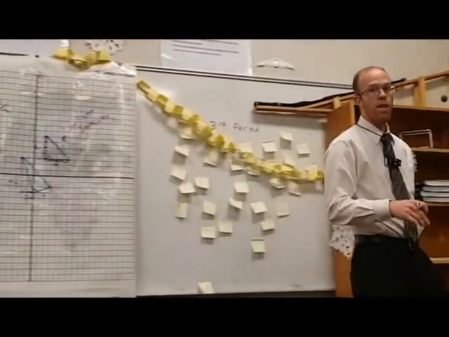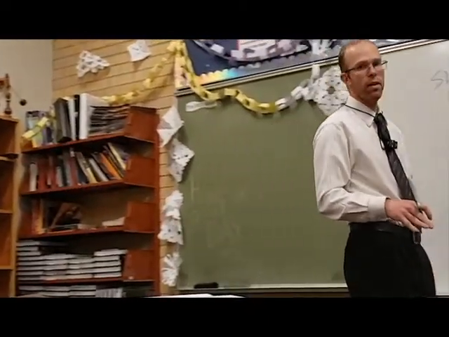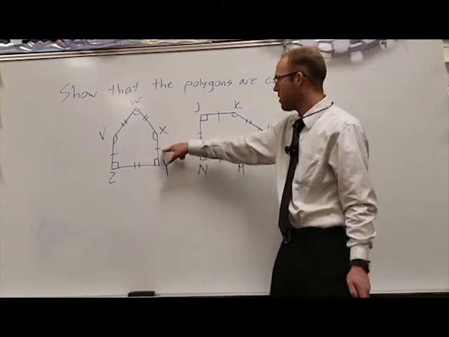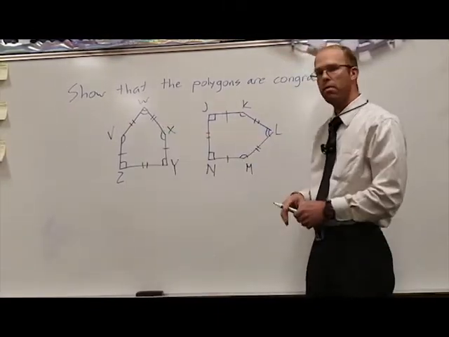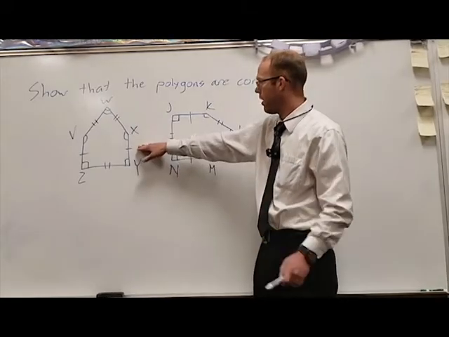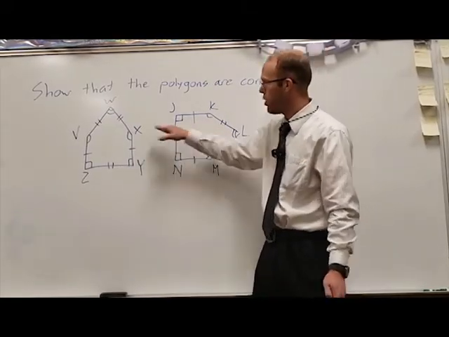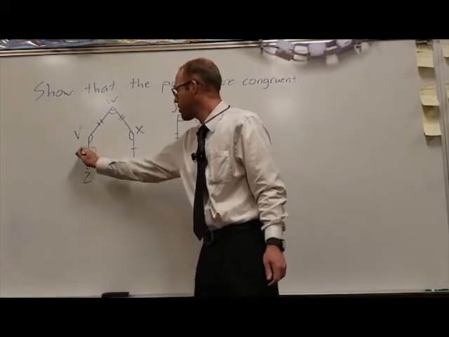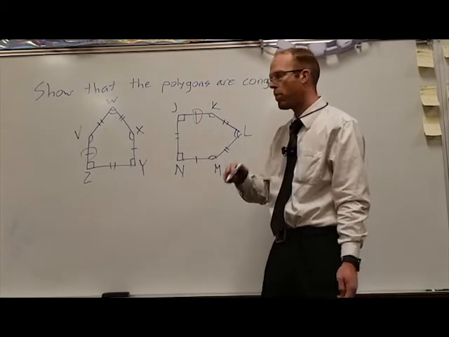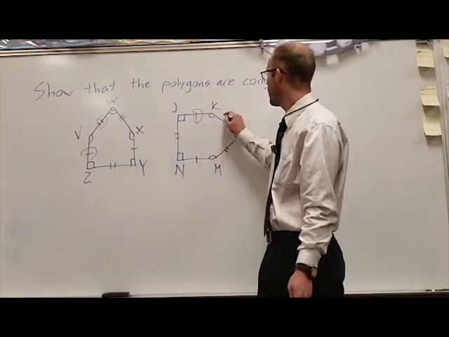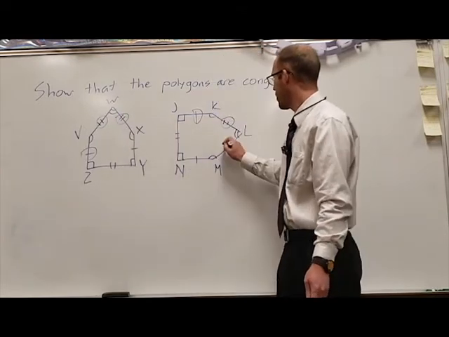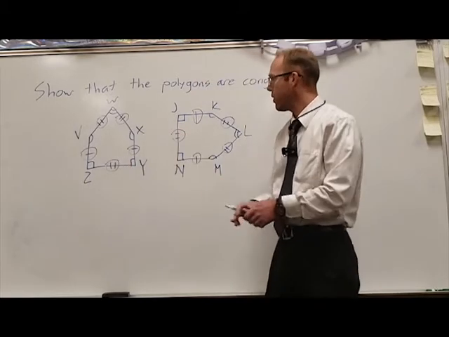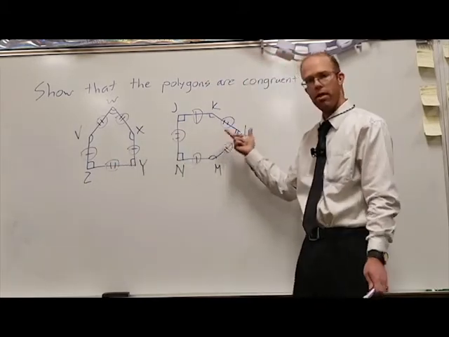Our next question asks us to show that these two polygons right here are congruent to each other. So we have these with markings that indicate various congruent sides. We need to make sure that each side here has a congruent side over there, and each angle here has a congruent angle over there. So let's start right here. This side is congruent to that side, so there's one pair. This side is congruent to there. This is congruent to that. This one is congruent to that, and this one is congruent to that. So each side here is congruent to a unique side over there.